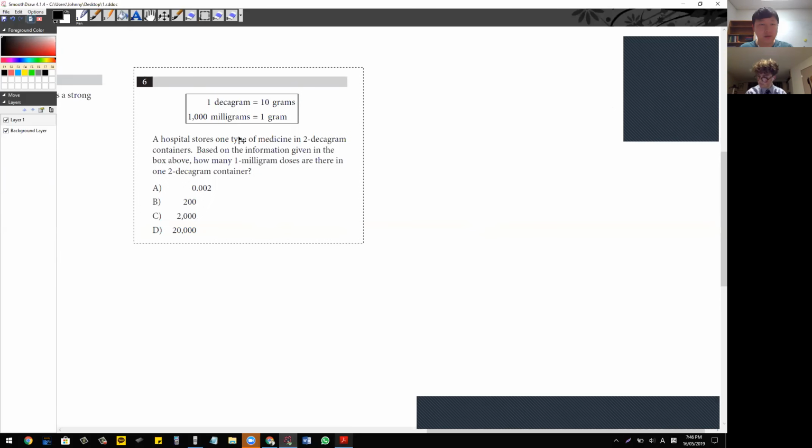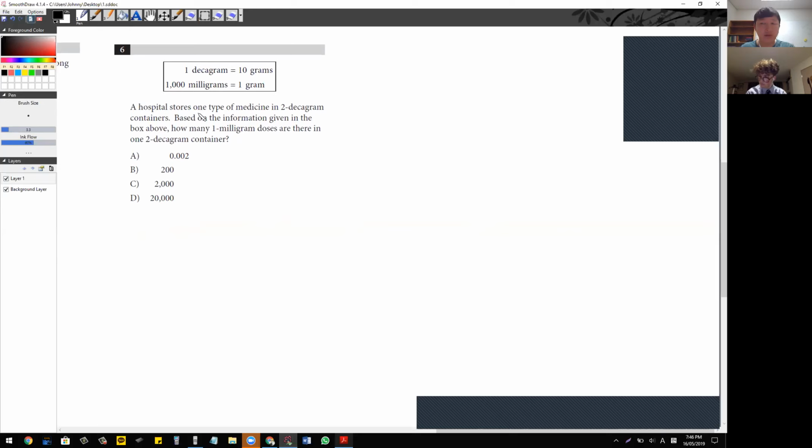Let's go with this one here. So 1 decagram is 10 grams. 1,000 milligrams is 1 gram. A hospital stores one type of medicine in 2 decagram containers. Based on the information given in the boxes above, how many 1 milligram doses are there in one 2 decagram container?